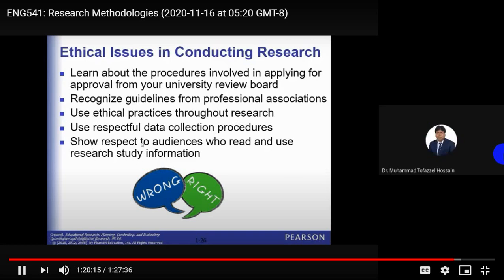Then show respect to audiences who read and use research study information. You have to show respect so that they might not be offended with your use of words, with your interpretation. You should not use the words in such a way that may affect them or hurt them. So you have to be respectful to the audience, to the readers.